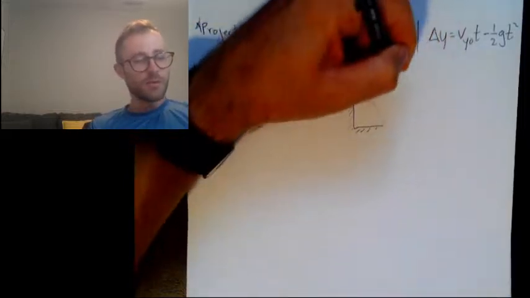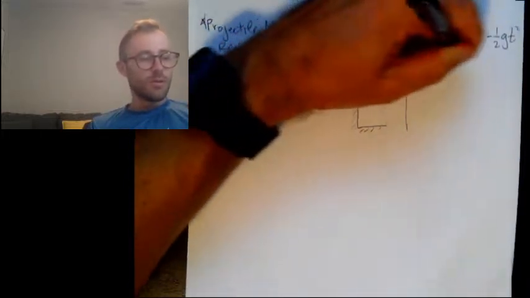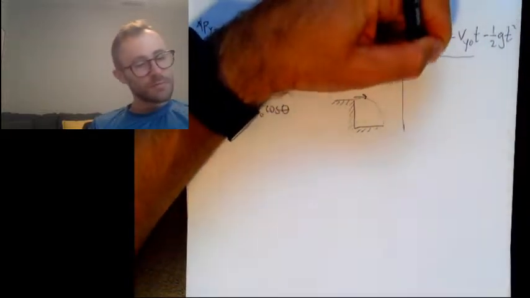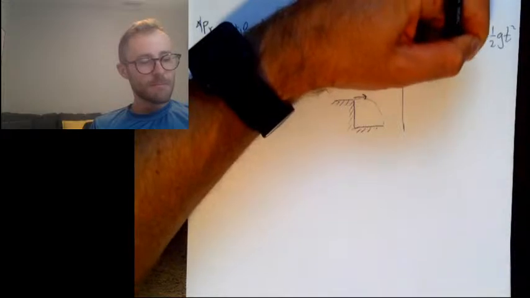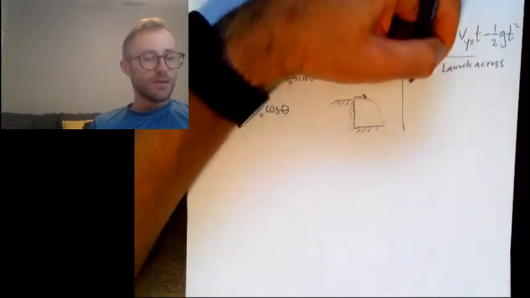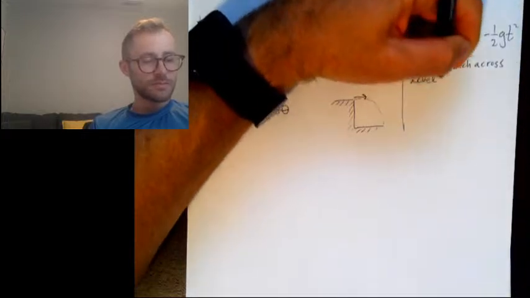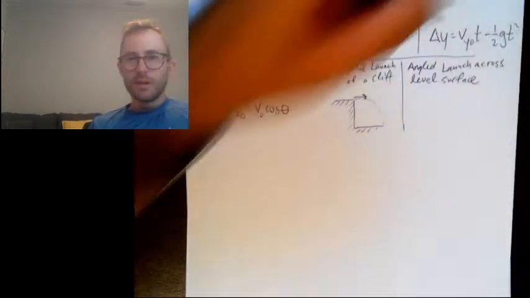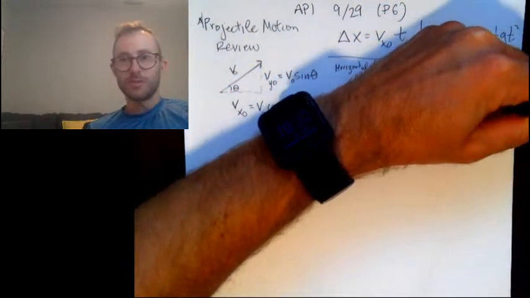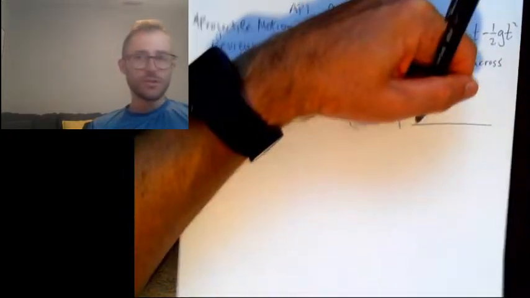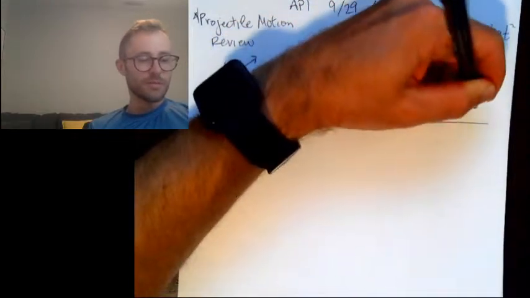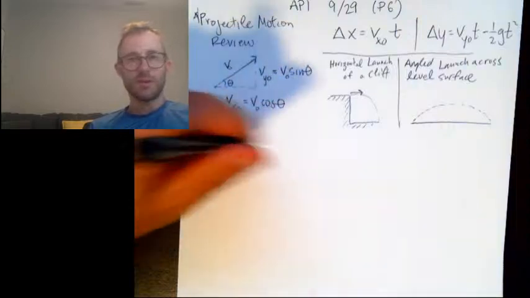The second problem that we did was a problem with an angled launch across a level surface. And so for that, the example problem was a sniper who fires a projectile, and it goes in a parabolic arc, and we calculated how far it goes.